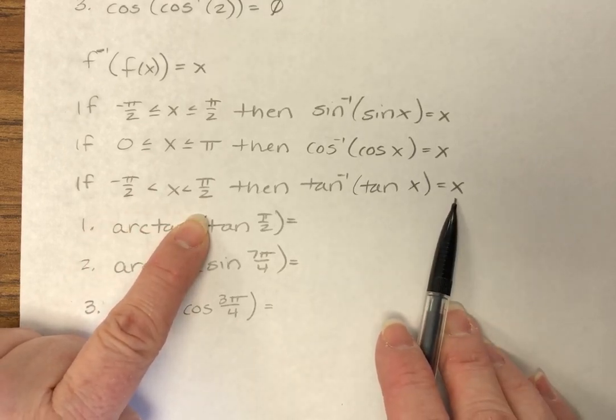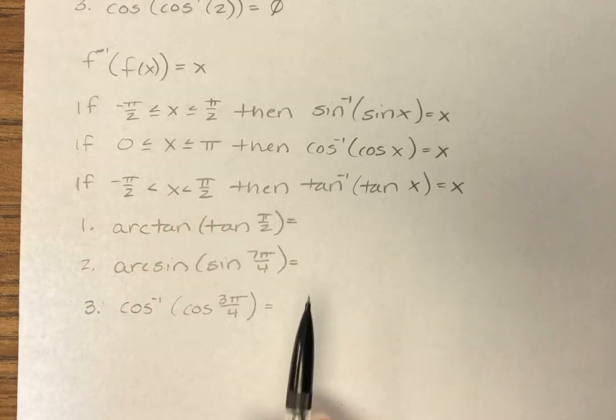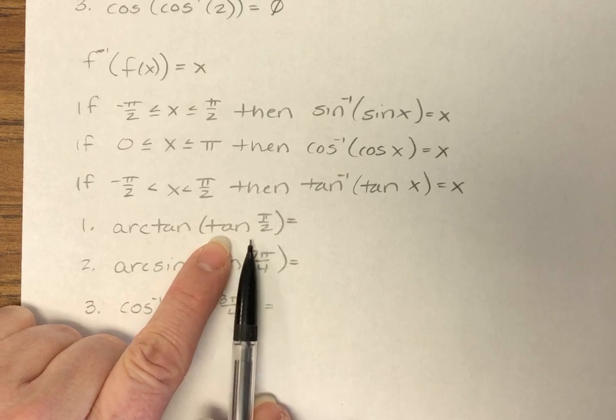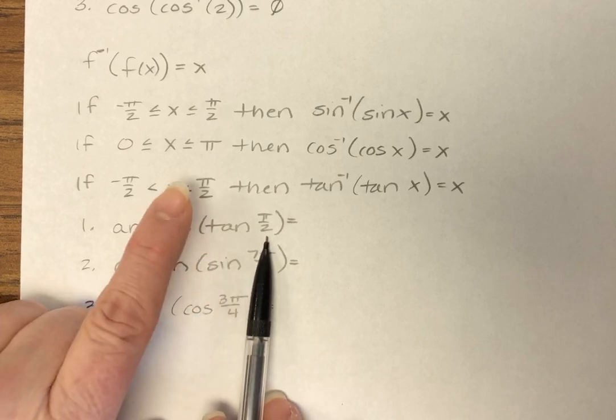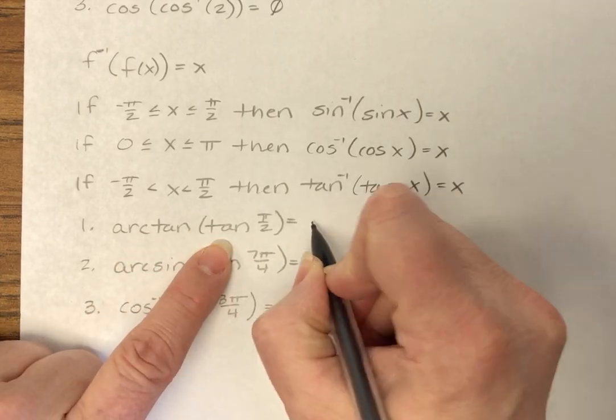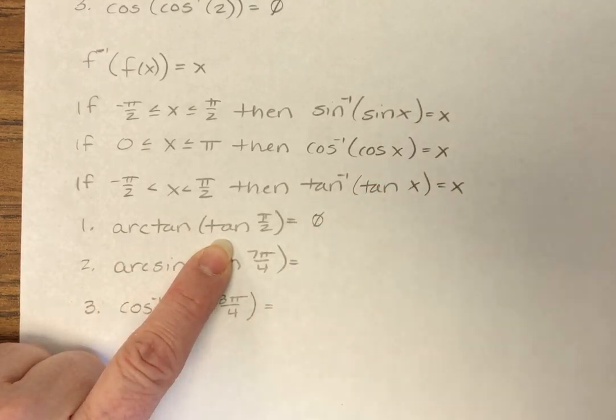If it's not, then you have to go through and do the process. So this first particular one, we have the tangent of pi/2. Well, the tangent of pi/2 is undefined. It's not even in our domain. So you can't take the arctangent of the tangent. And so this does not exist.